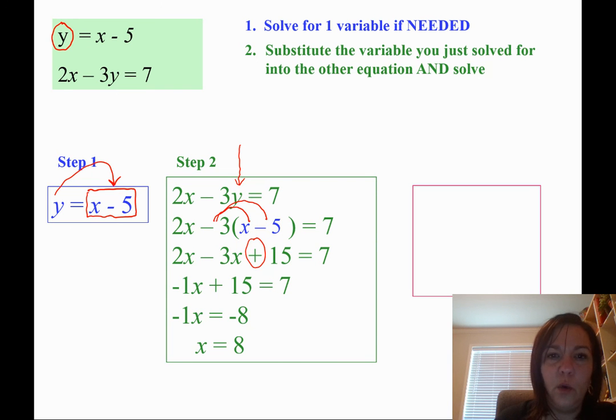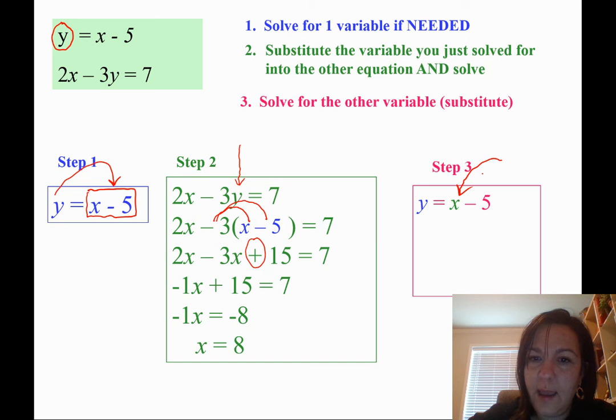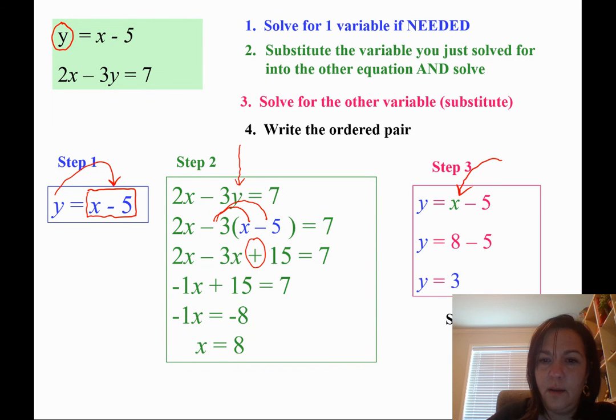We cannot forget we're looking for an ordered pair. We're looking for the x and the y. So now step 3, we take that answer x and we plug it in. You could plug it into either equation, but if you're trying to be efficient, do the one that's the easiest, which is going to be the one that was already isolated, right? So you're just going to plop the 8 right there. Okay, and now the fourth step is to write the final answer: 8, 3.